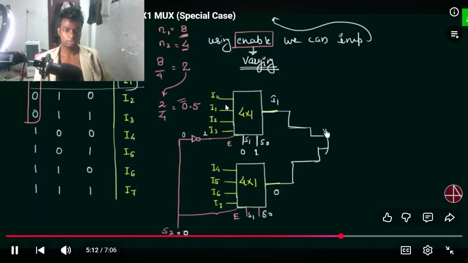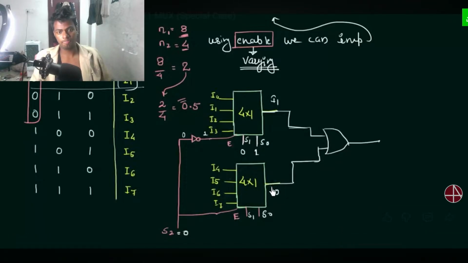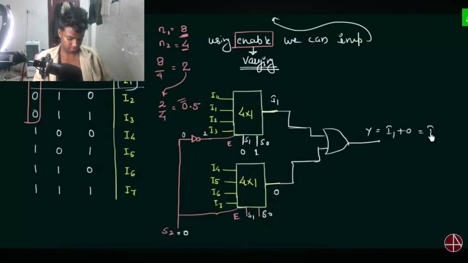So I'm going to use an OR gate here, because using an AND gate will always result in the output being 0. Because every time, out of these two mux, one of them is not going to work, and its output is 0. So if I use an AND gate here, the output is always 0. So I'm using the OR gate. Now Y is I1 or 0, which is equal to I1.